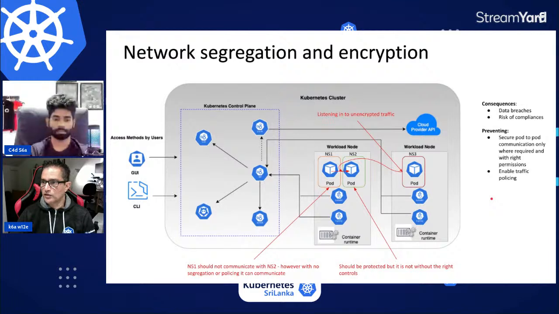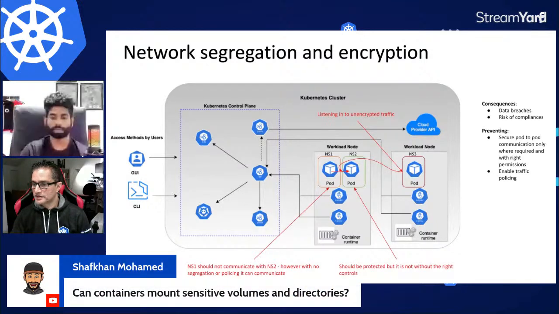So far, so good. No questions, Chamod? One question. Yes. Can containers access sensitive volumes and directories?